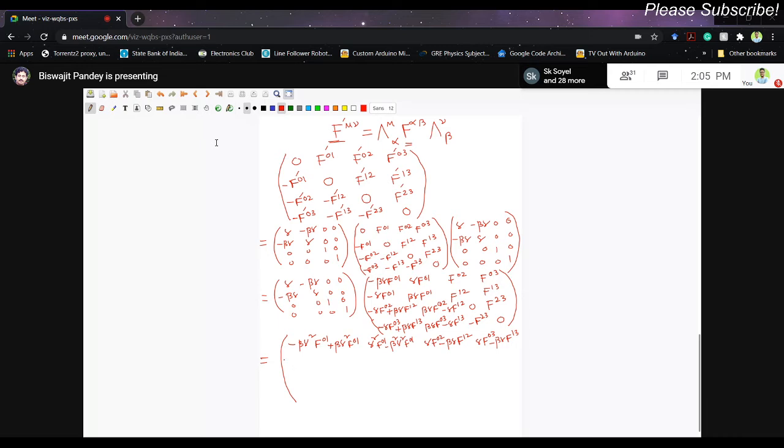This one will be beta square gamma square f01 minus gamma square f01. The second term will be minus beta gamma square f01 plus beta gamma square f01. See, this one again vanishes. The diagonal term will vanish, this will also vanish. The third one will be minus beta gamma f02 plus gamma f12. The last one will be minus of beta gamma f03 plus gamma f13.